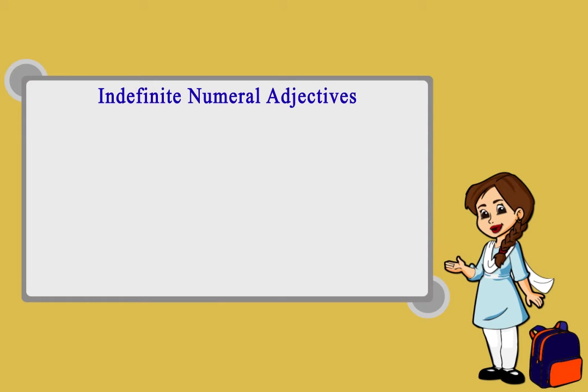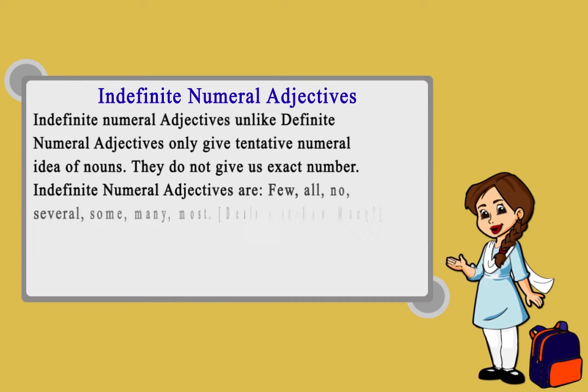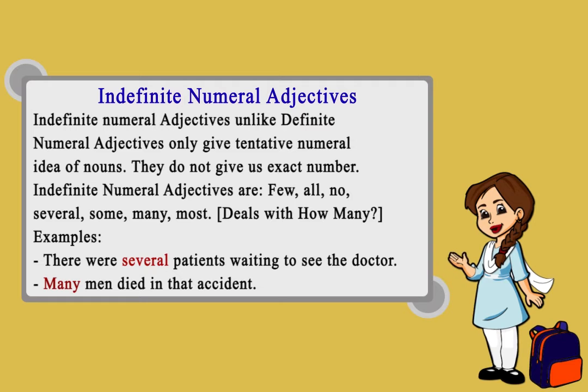Indefinite numeral adjectives. Indefinite numeral adjectives, unlike definite numeral adjectives, only give a tentative numeral idea of nouns. They do not give us the exact number. Indefinite numeral adjectives are few, all, no, several, some, many, most; they deal with how many. Examples: there were several patients waiting to see the doctor. Many men died in that accident.